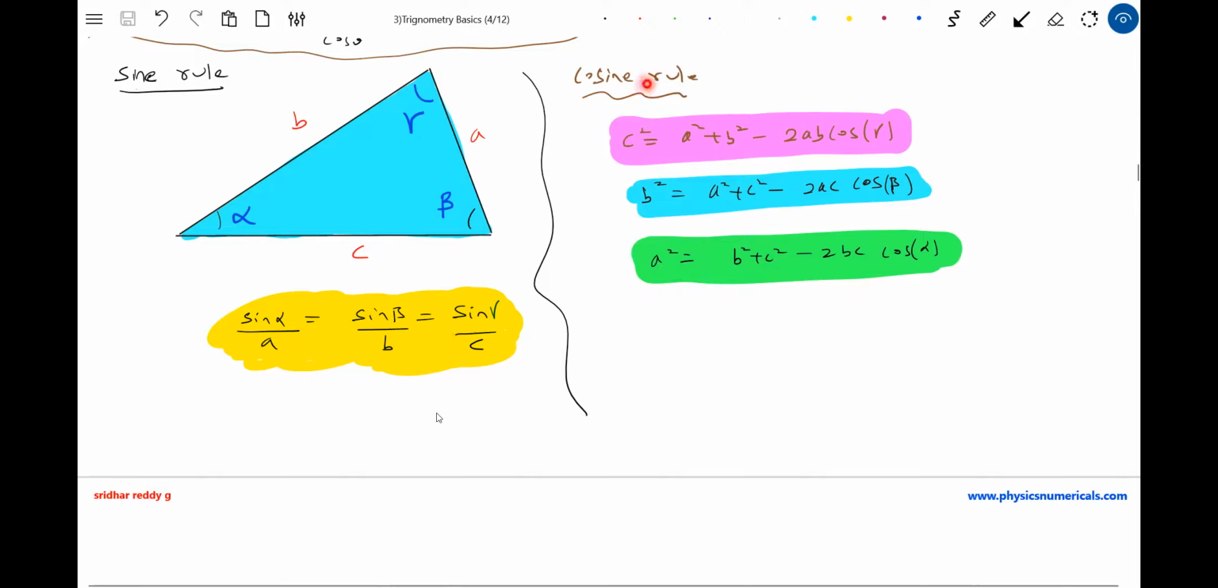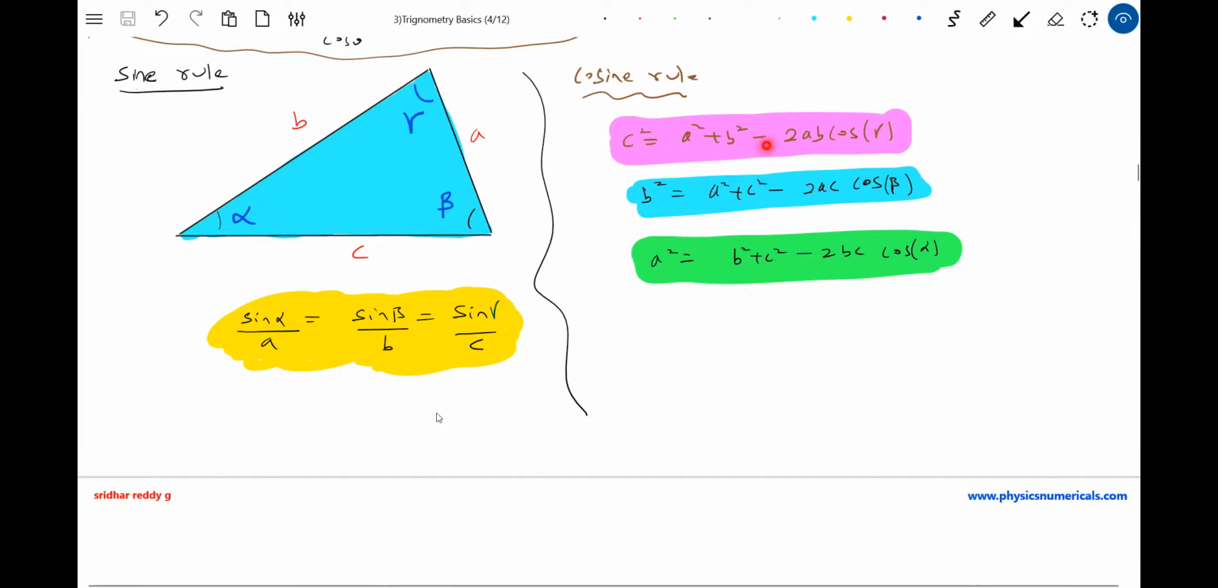Or the cosine rule. What the cosine rule says: C square is equal to A square, meaning the square of this side is equal to the sum of the squares of the other sides, A square plus B square, minus 2 times the product of these two sides into the cos of the angle between these two sides.